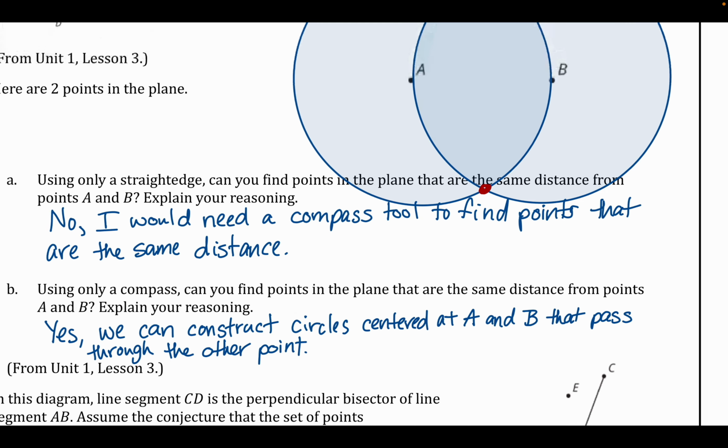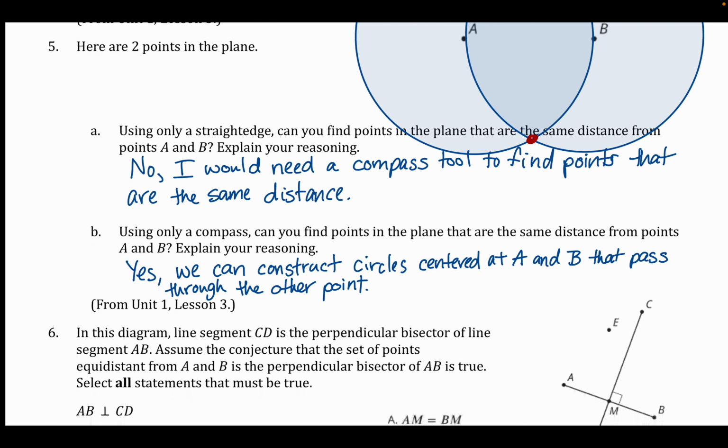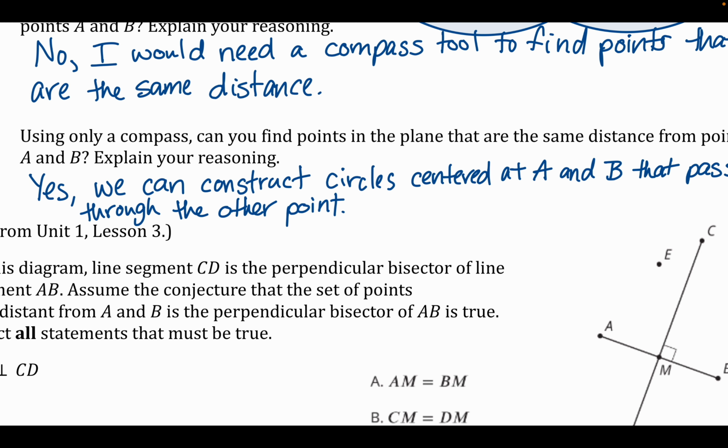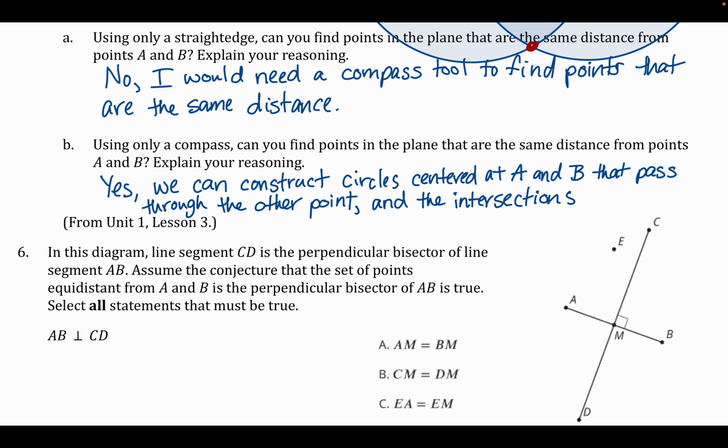And that's what I have in my diagram above, or what I tried to show. So through the other point, I'm going to make that a comment actually. And the intersections are the same distance from A and B.